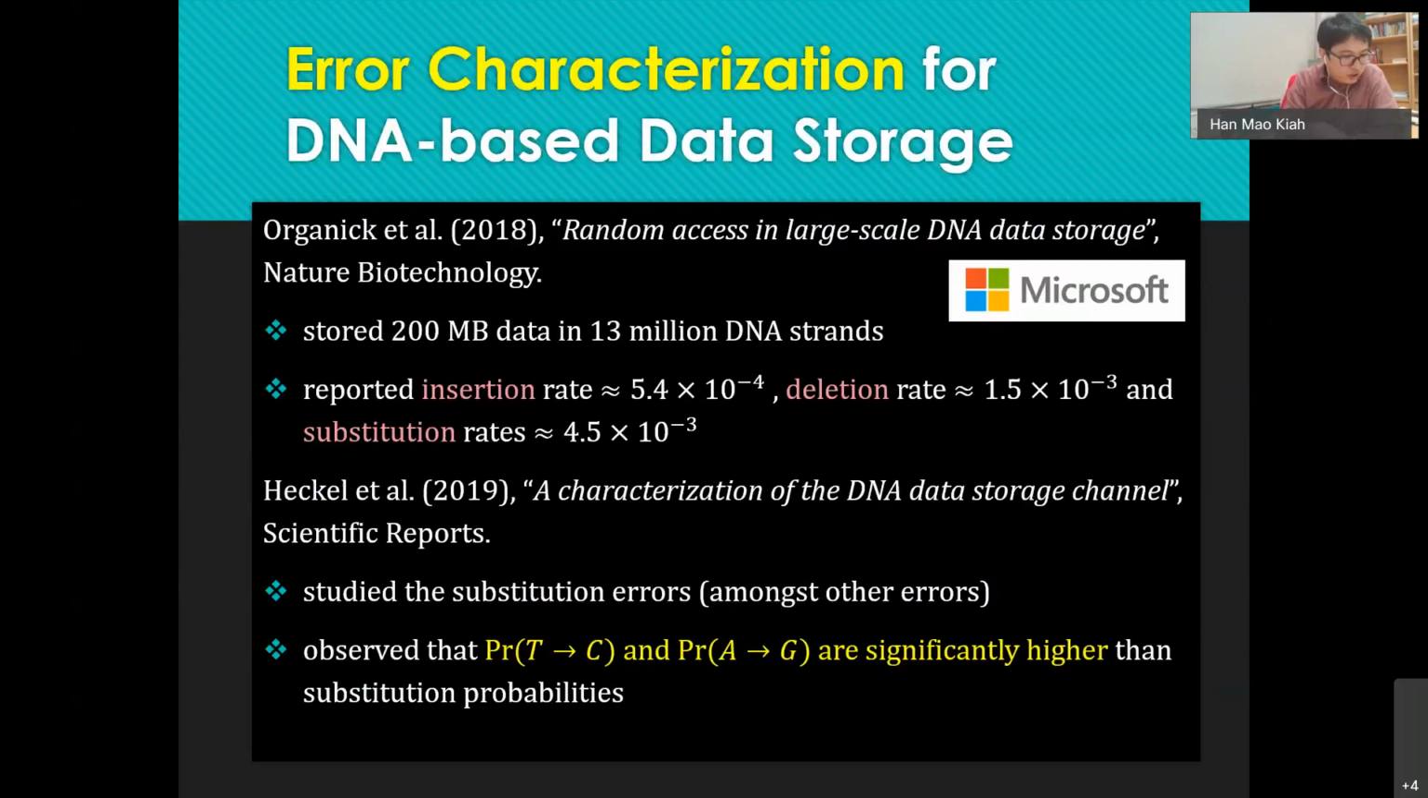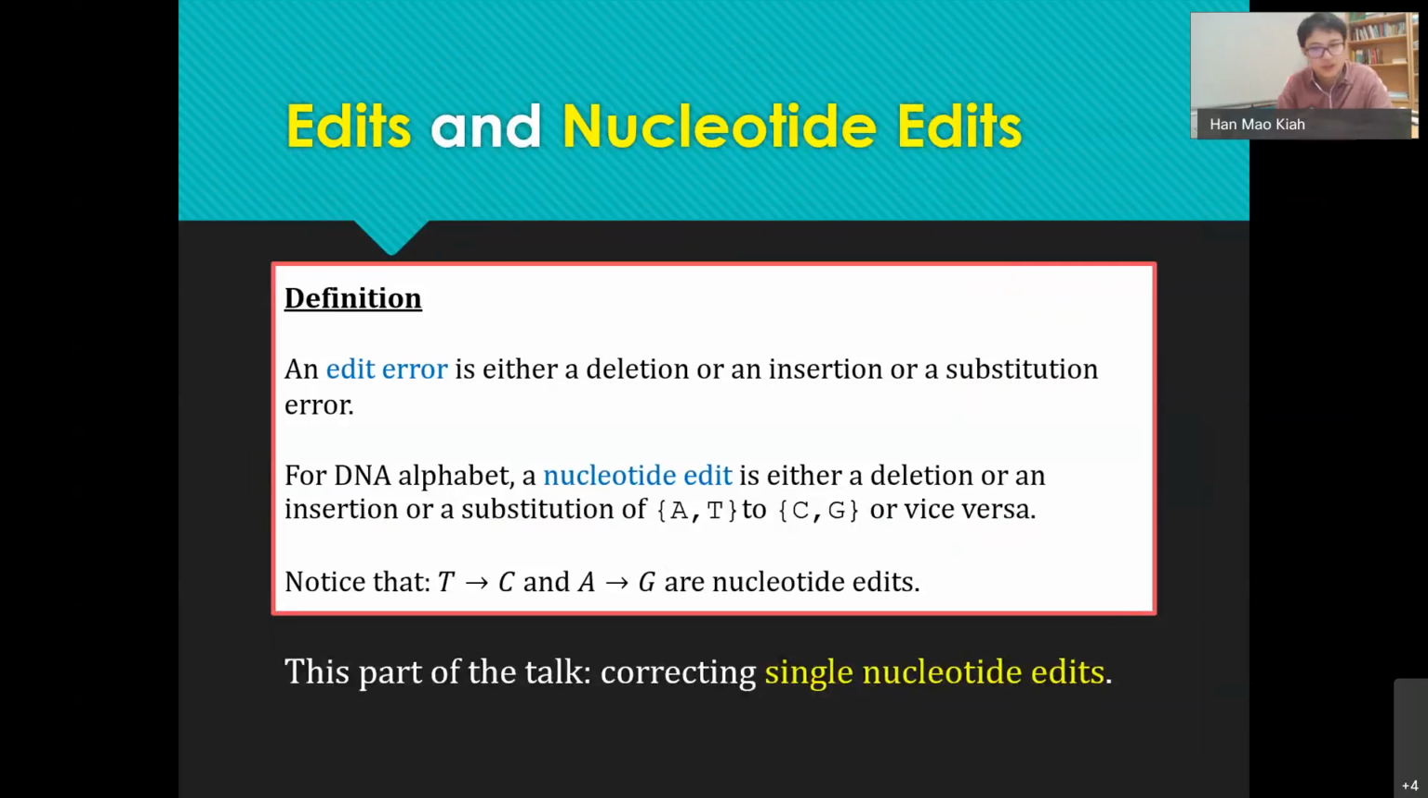What they saw was that certain substitution errors, or rather, if you want to think of it as crossover probabilities, are significantly higher than others. Specifically, T turning to C and A turning to G is much higher than the rest. Hence, motivated by this observation, we decided to look at a very special type of substitution error. Specifically, we define an edit error as a deletion, insertion, or substitution.